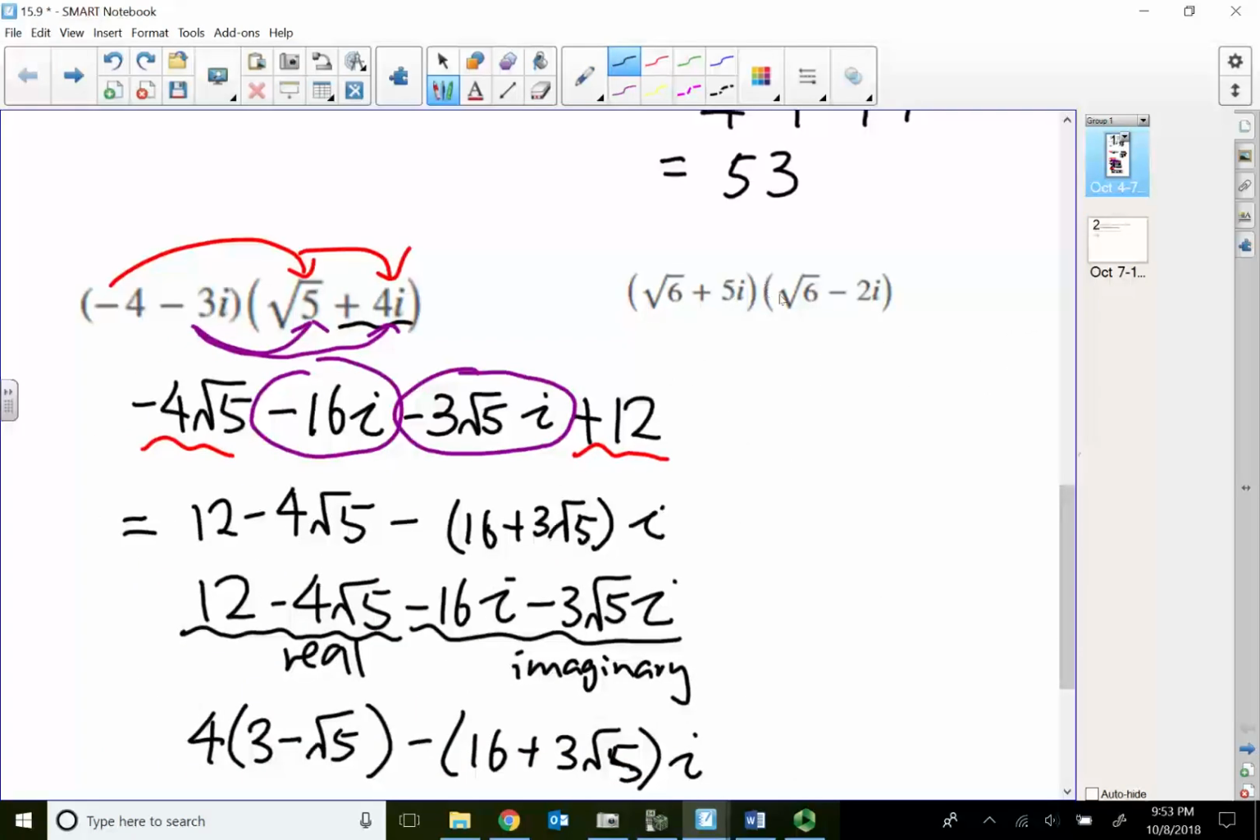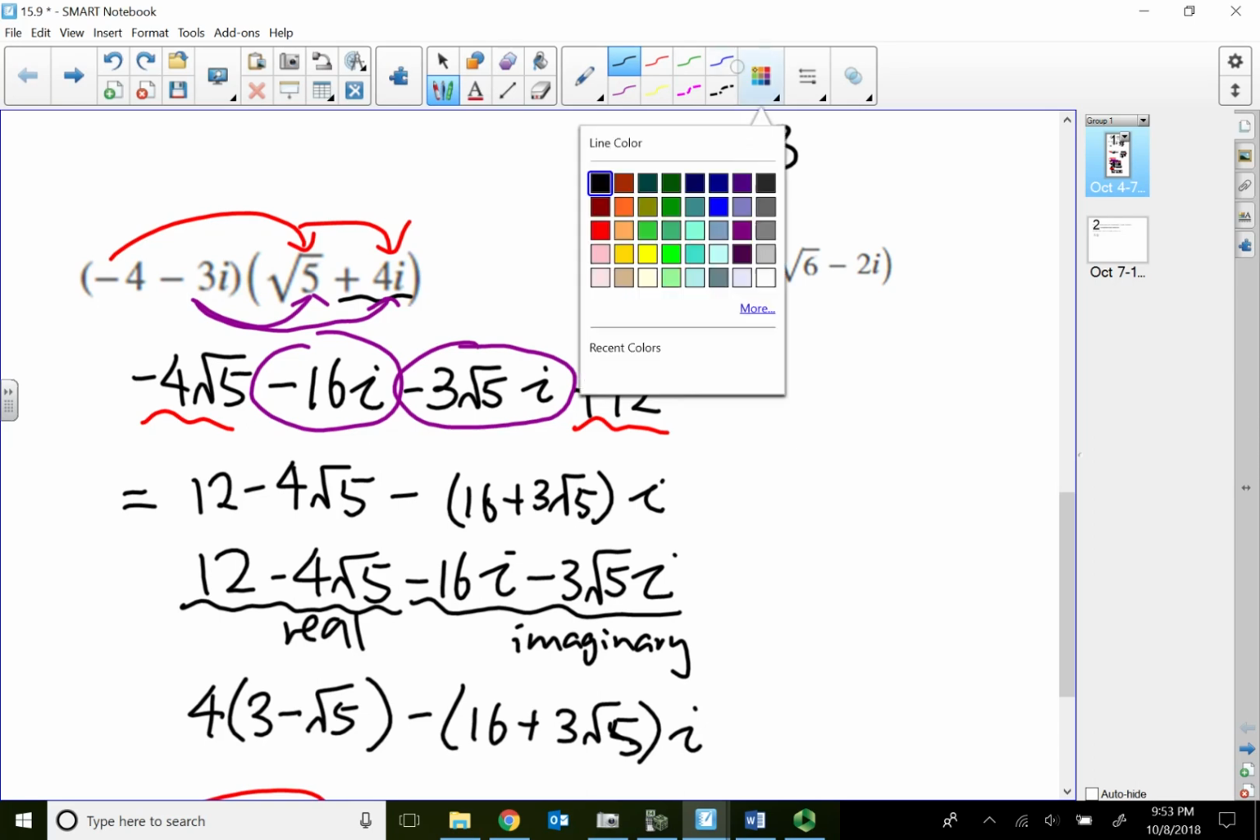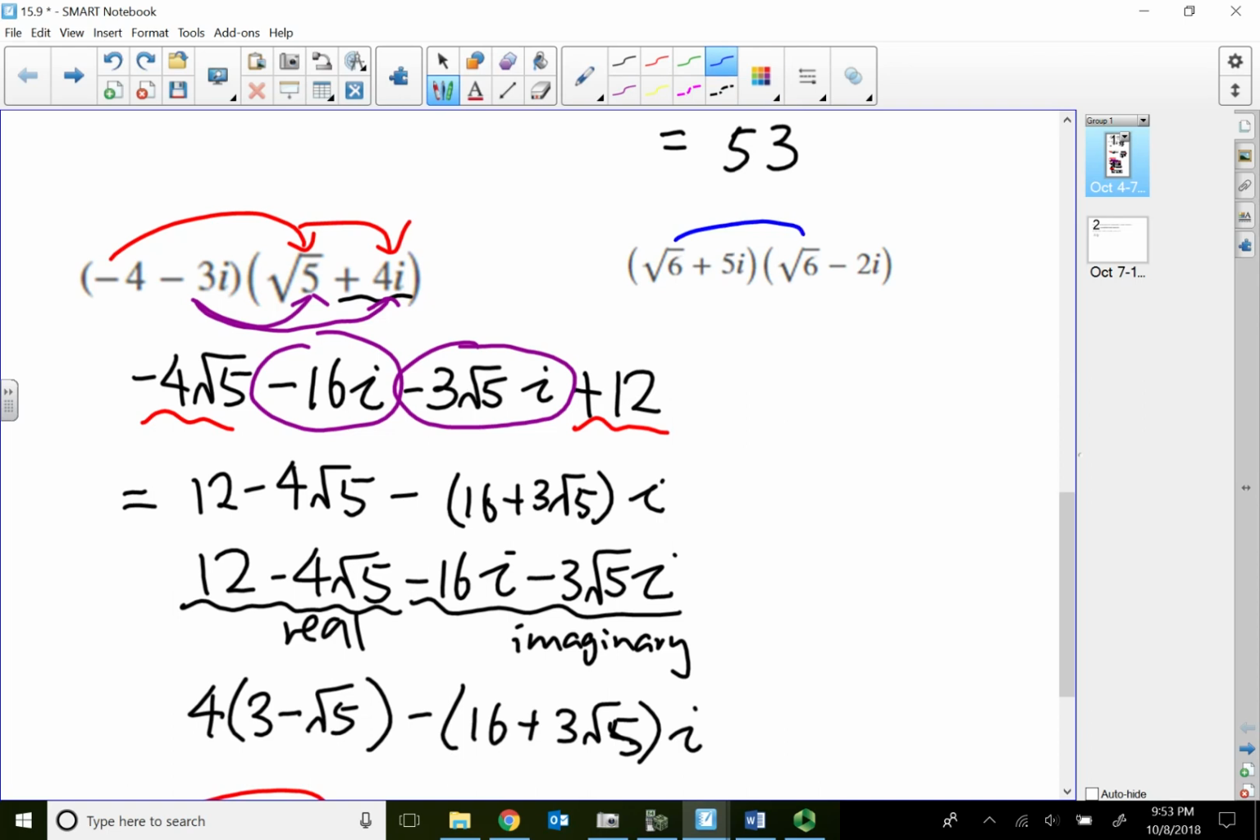before we continue, before we divide. So this particular example: square root of 6 plus 5i times square root of 6 minus 2i. So again, for your methods, square root of 6 times square root of 6 is square root of 6 squared, or you can say square root of 36. Either way, it's going to be positive 6.